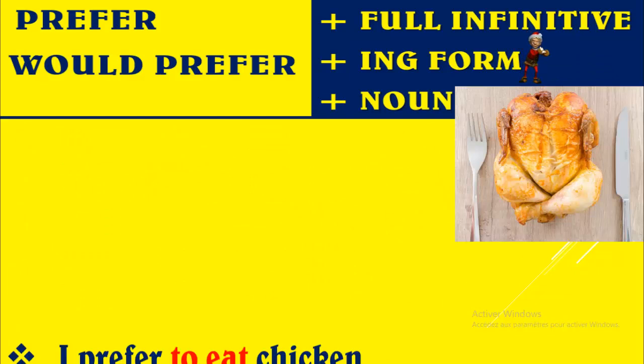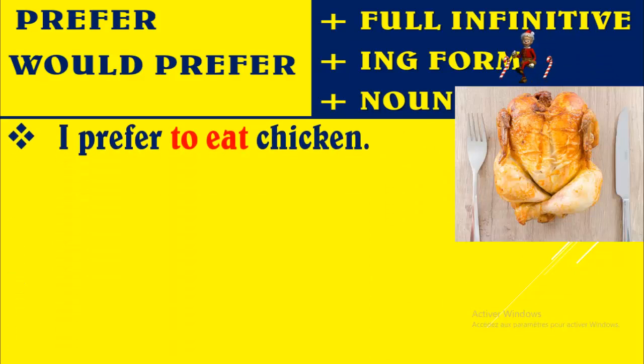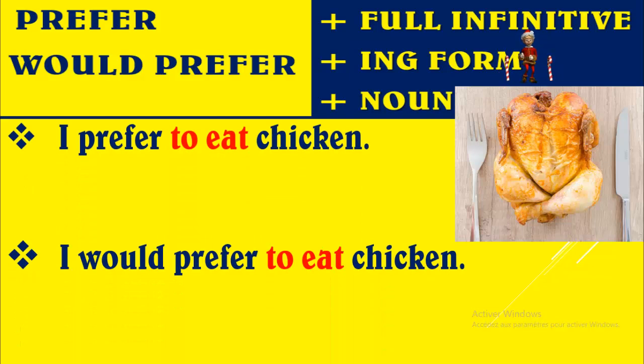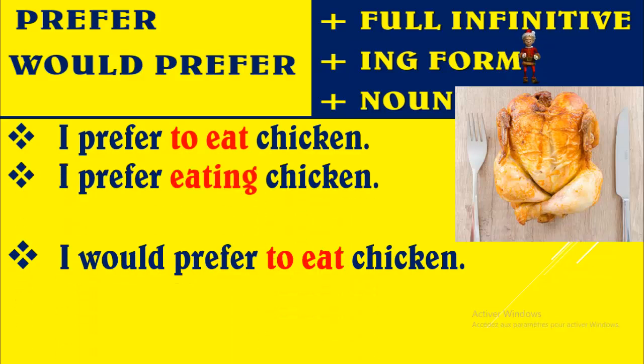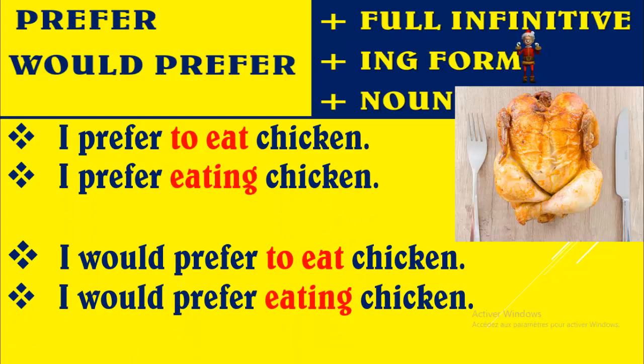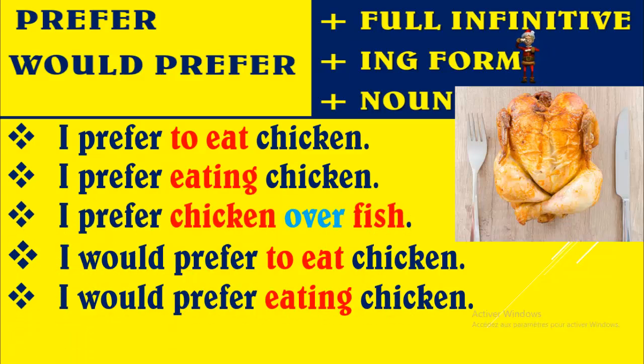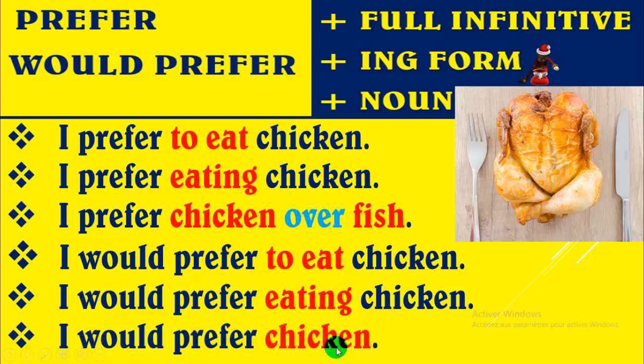Example number two, chicken. I prefer to eat chicken. I would prefer to eat chicken. I prefer eating chicken. I would prefer eating chicken. I prefer chicken over fish or to fish. I would prefer chicken. And with would prefer, don't mention the second choice. Okay?